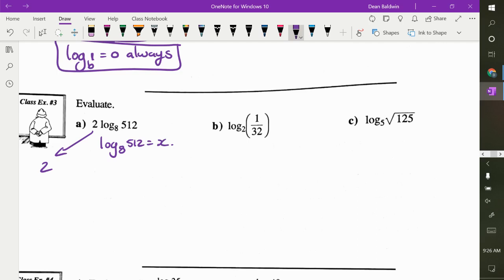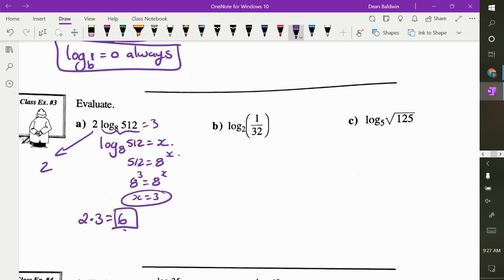So I'm going to say, okay, that equals some number. We're going to change to exponential. What do I do at this point? Yes. 512, you make them a common base. Therefore, I get x is equal to 3, which means this whole thing equals 3. But what number is in front of it? 2. So it's 2 times 3 equals 6. That's the value of 2 log base 8 of 512.